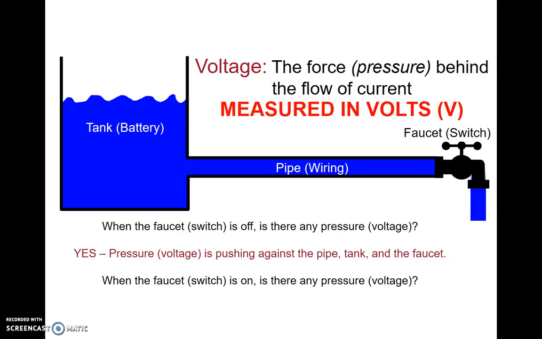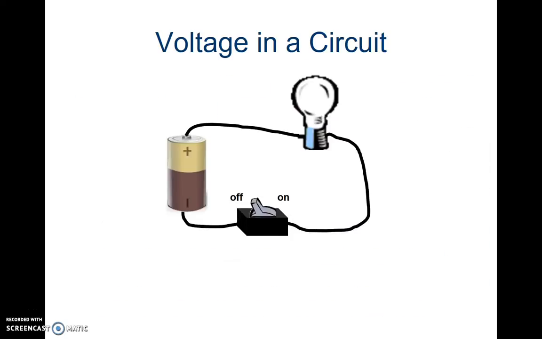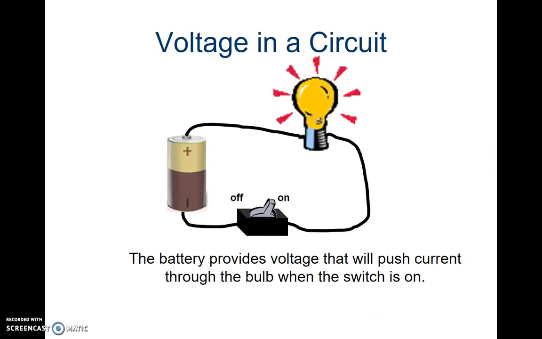It just can't. When the faucet is on, is there any pressure? Yeah, that's what's making the current move. That's what's pushing the electricity through the circuit or the water through the system. Same thing here. The battery provides the voltage that will push that electricity through the bulb when the switch is on.